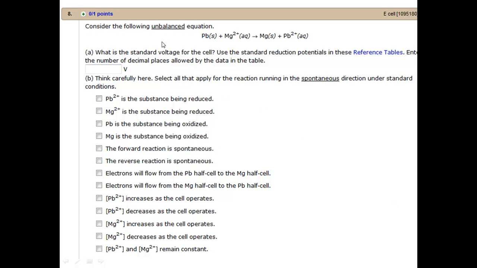In this question, number 8 on the Chapter 19 homework, you're given a redox reaction and we're asked to calculate the standard voltage. Well, based on the reaction as it's written, lead is oxidized and magnesium 2 plus is reduced. So the lead is the anode, and the magnesium is the cathode.